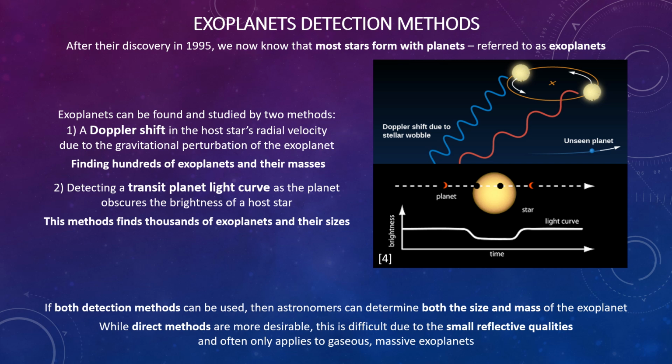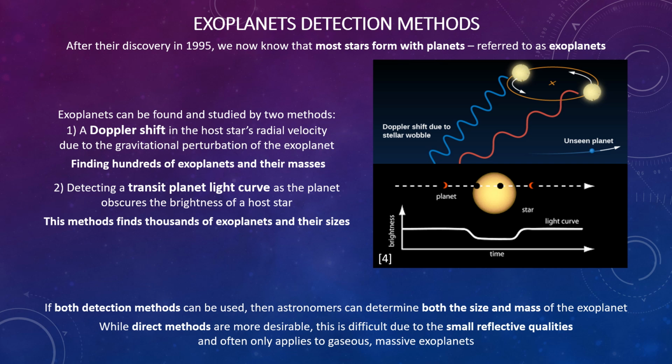Have we seen other star systems with already formed planets? And the answer is yes. The first exoplanet was discovered in 1995, and we now know that most stars form with planets, which we refer to as exoplanets. That is, planets that are outside our own solar system. And exoplanets can be found and studied by a variety of methods, but the majority are found via two methods.